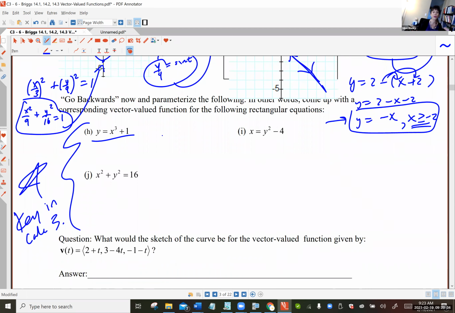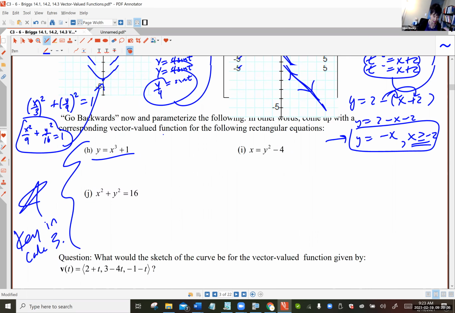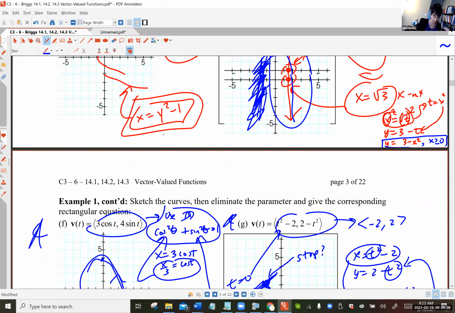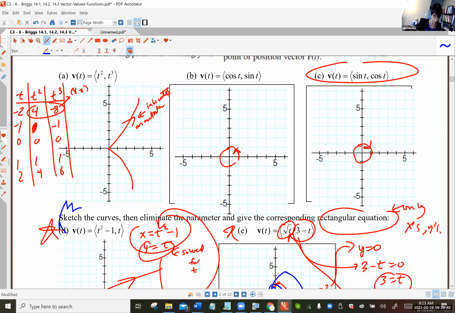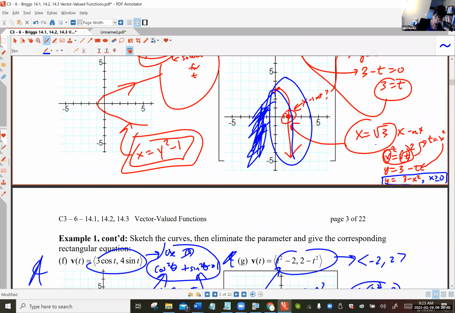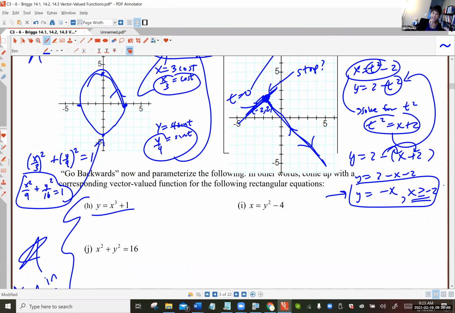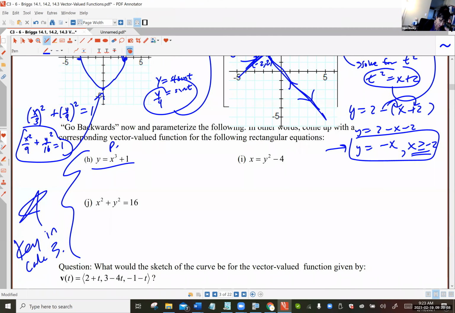So how do you parameterize? This is going backwards. What did we do just now? In these last few examples, you were given a vector valued function and you had to eliminate the parameter and come up with a single rectangular equation. What if I give you the rectangular equation and I ask you to give me the vector valued function? That's called parameterizing. So we're going to parameterize, that is, give a vector valued function that has the parameter.